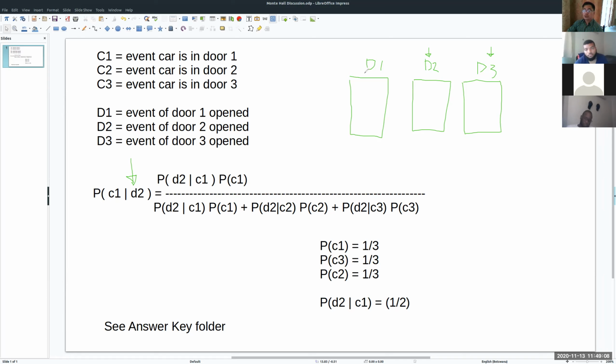You should choose door one because the probability of the car being in door one is higher, given that door two is open.